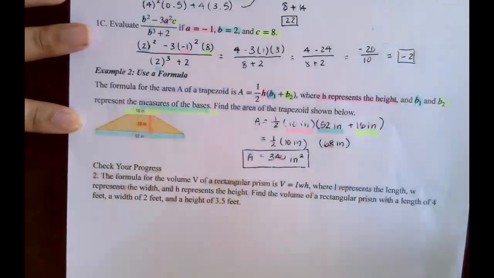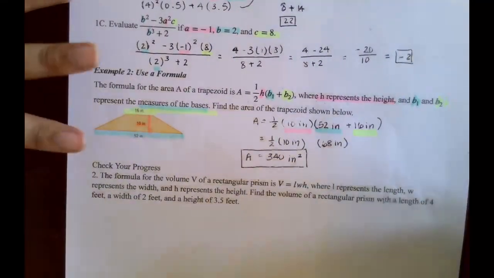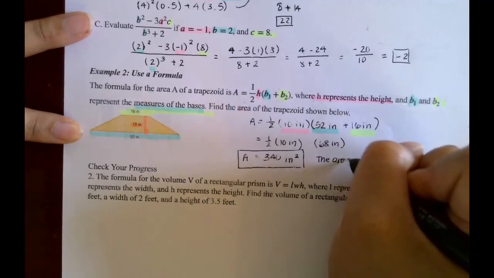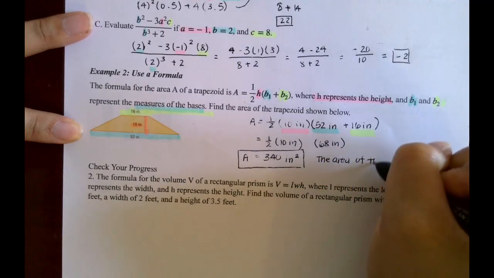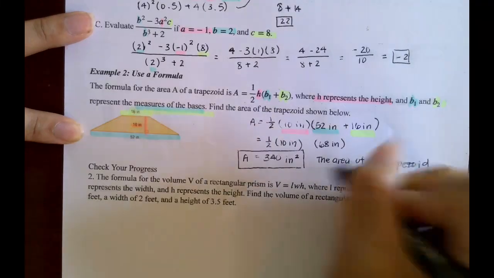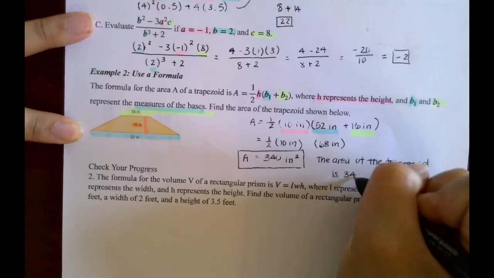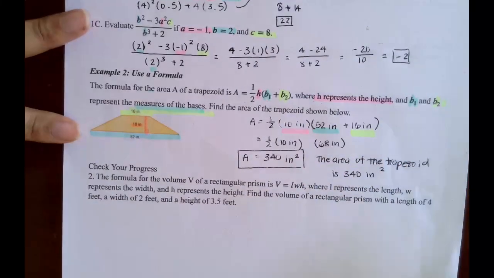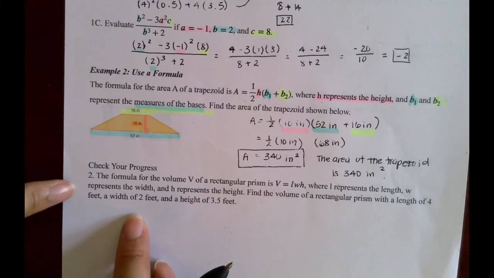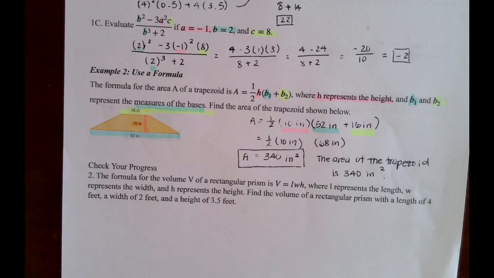Sometimes in word problems, I would also want you to write a sentence. So the area of the trapezoid is 340 inches squared. Okay, there you go. So now you're going to do the check your progress here, enter in your answer, and then once you enter it, check to see if it's correct.